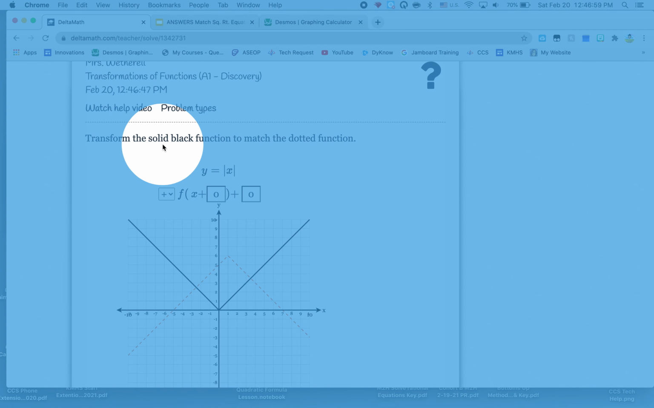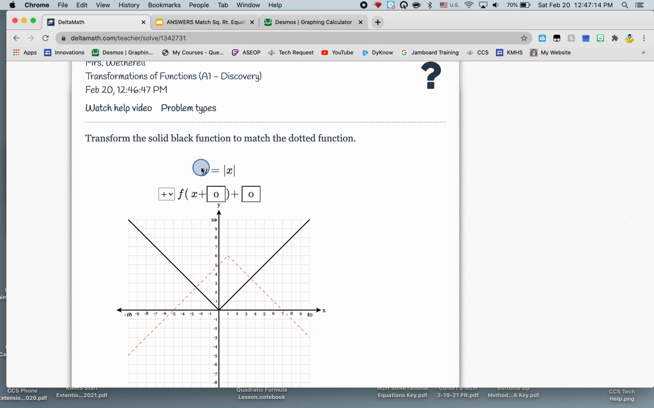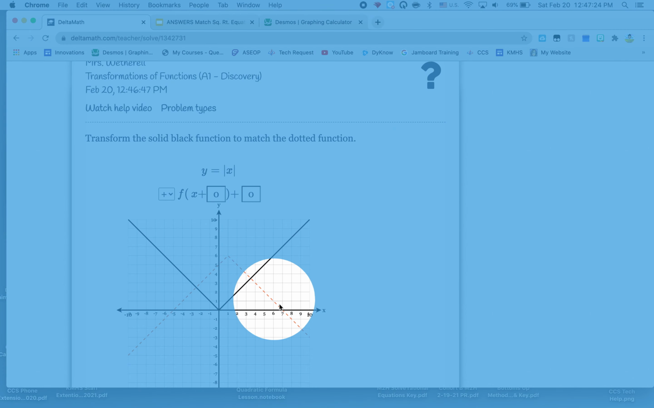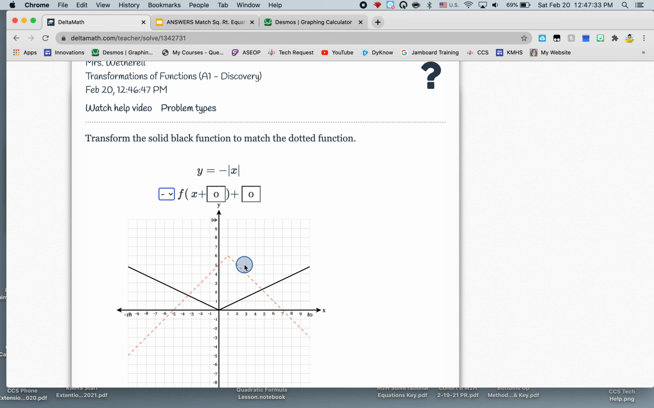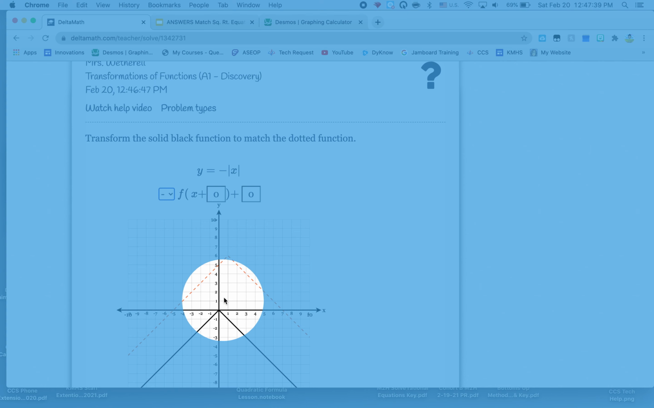So the directions say transform the solid black function to match the dotted function. So I've got the black function here, which if you look at your parent function chart, you can tell is an absolute value. It also tells you right here that you've got y equals the absolute value of x. So how do I get to this red dotted line? Well, right away you could see that it is flipped upside down. And so this flip, if I do this, it changes. So that's showing you how to change. So my goal is to get this black line up here to the red line. So I did a negative.